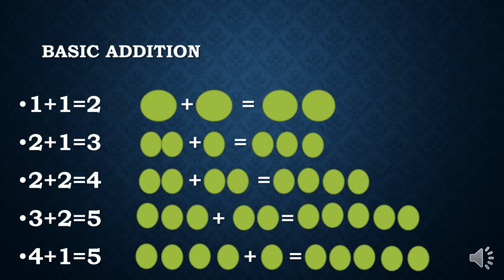4 plus 1 is equal to 5. 4 circles plus 1 circle is equal to 5 circles.